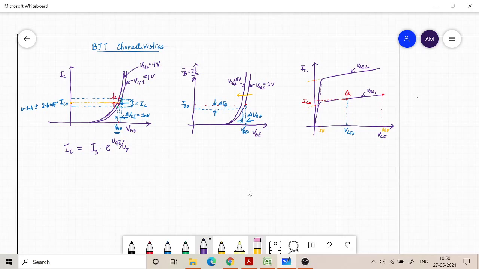The collector current is going to heavily depend upon the base to emitter voltage. So that is plotted IC versus VBE. So VBE is the input voltage if you are thinking about common emitter configuration. VBE is the input and IC is the output. So you can call this as transfer characteristics, because we are plotting output current with respect to input voltage.